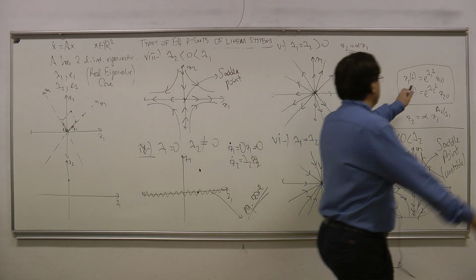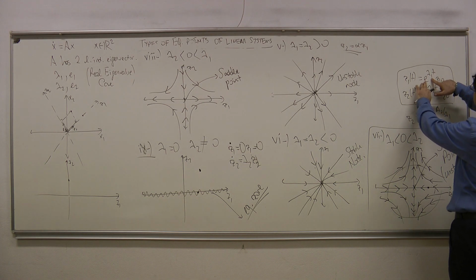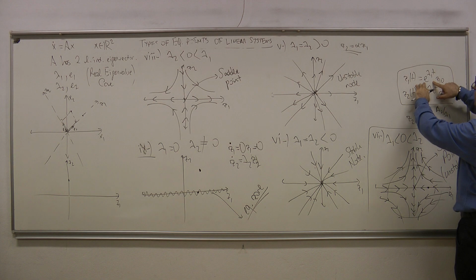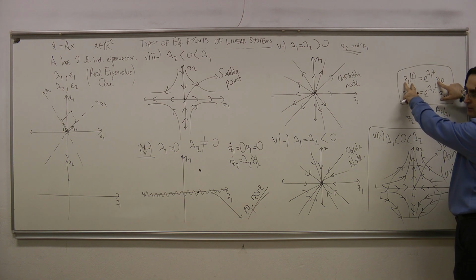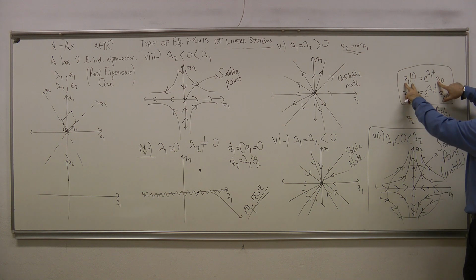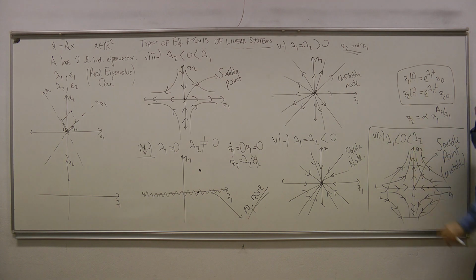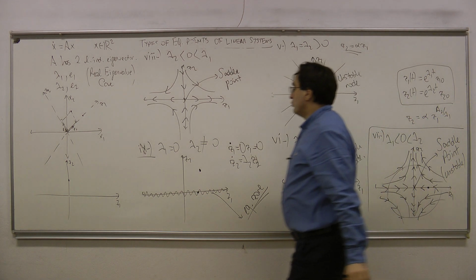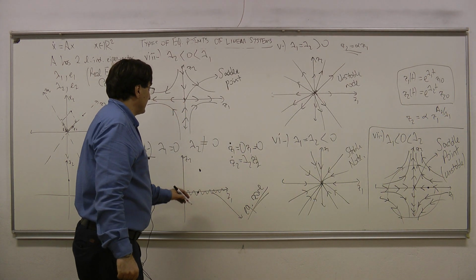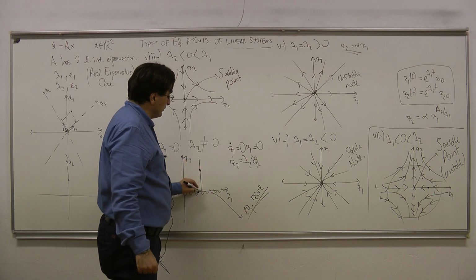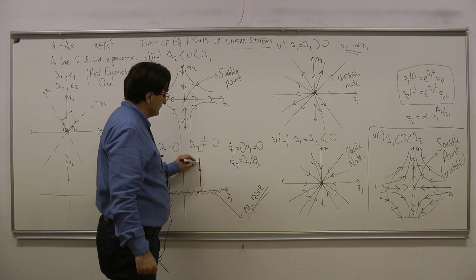Or you can see here, since lambda 1 is equal to 0, Z1 of t is e to the 0, which is 1. Z1 of t is equal to Z1 0 forever. So Z1 is going to be equal to its initial condition forever, and Z2 is going to change. So wherever I start the system, the Z1 value would be the same, okay? So the trajectory would always be on such a line, okay?